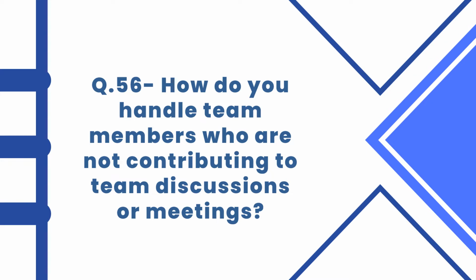Let's look at two examples. Example number one. One approach to handling team members who are not contributing to team discussions or meetings is to schedule one-on-one meetings with them. During these meetings, it is important to ask open-ended questions and actively listen to the responses in order to understand why they may be hesitant to contribute.